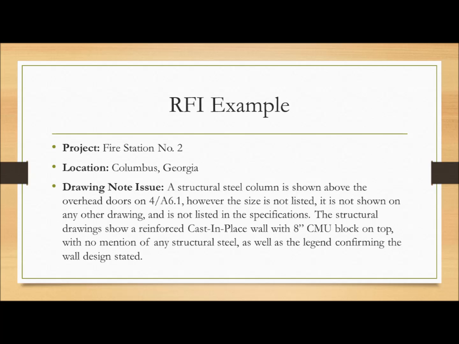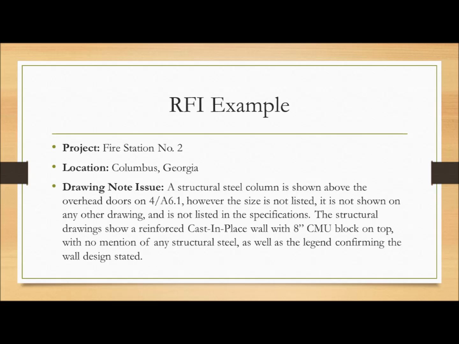For example, on a previous project, Fire Station Number 2, located in Columbus, Georgia, a drawing note issue was found in which an RFI needed to be submitted to clarify this issue. A structural steel column was shown above the overhead doors leading into the truck bay apparatus in detail 4 on A6.1. However, the size of the steel column was not listed, it was not shown on any other drawings, and there was no section in the specifications regarding structural steel.